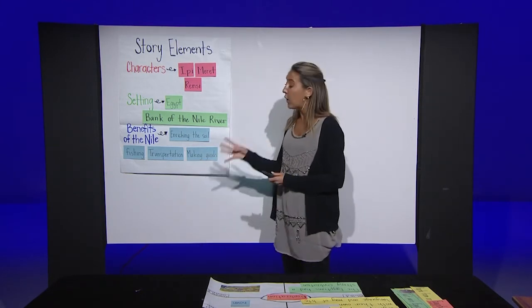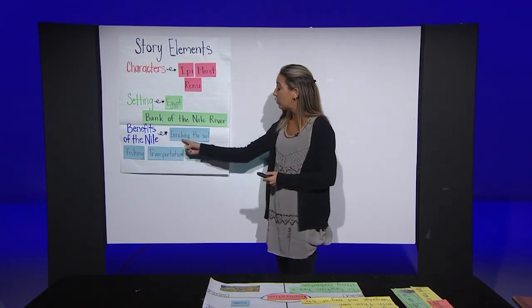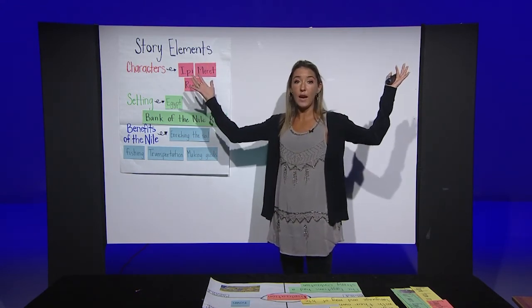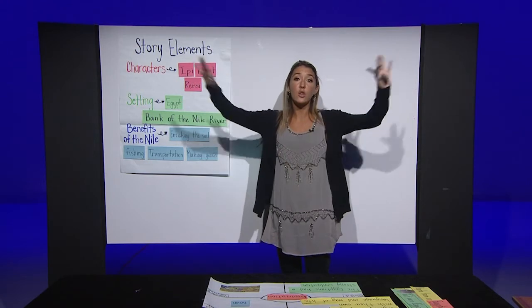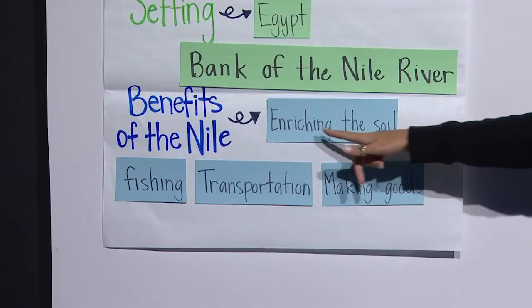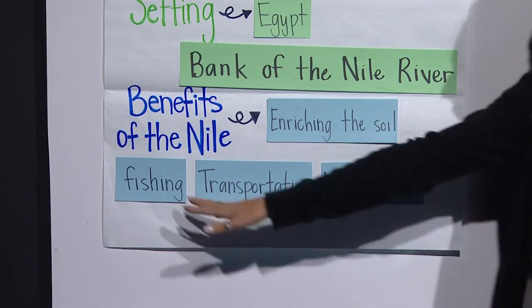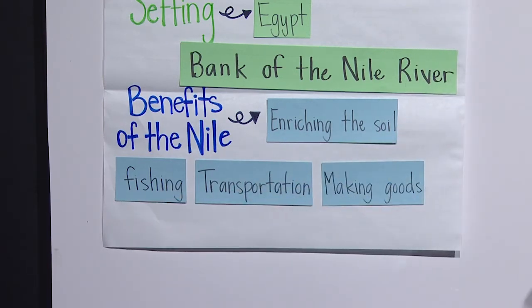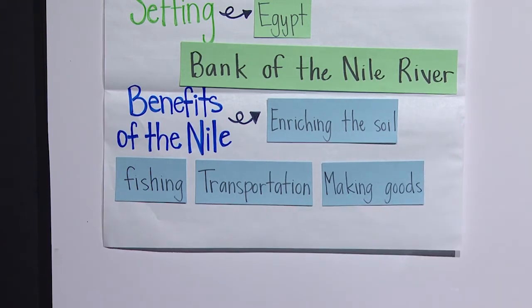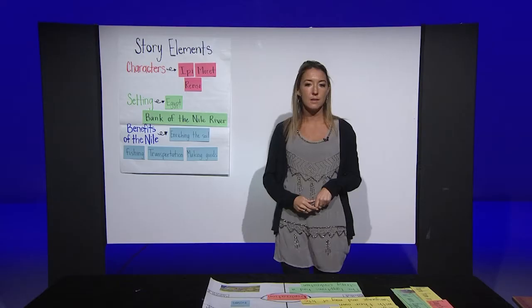So they had 4 benefits. They had enriching the soil. That's when the Nile River flooded, right? And flooded means that the water goes too far. It goes into areas that are usually dry. So it enriched the soil. They were able to go fishing. They had a form of transportation, and they were able to make goods.